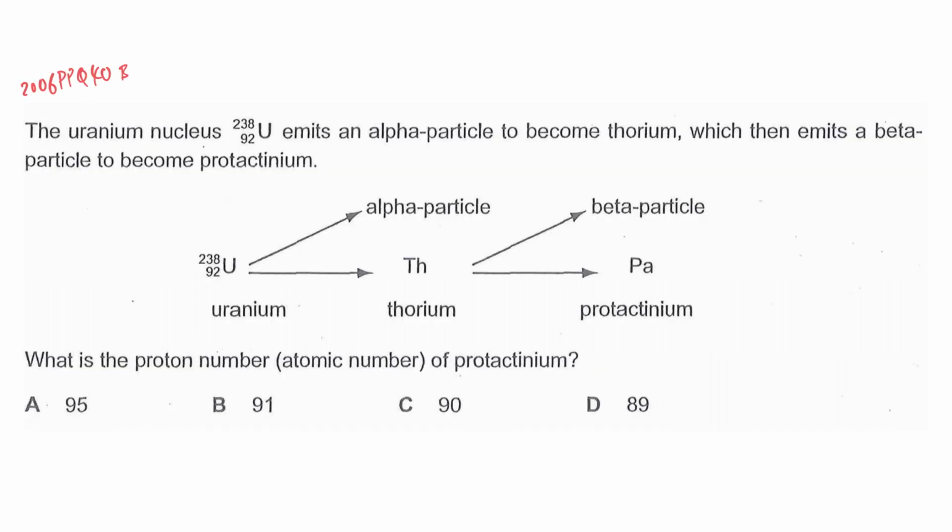Okay, the next question: uranium here emits an alpha particle and then emits a beta particle. So you do it one by one.